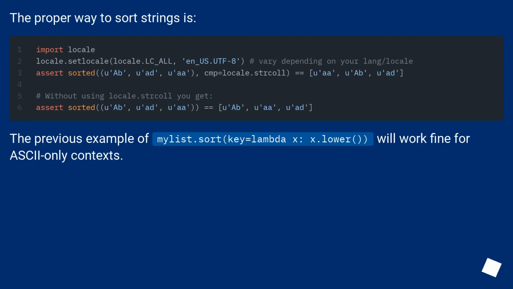The proper way to sort strings is... the previous example of mylist.sort(key=lambda x: x.lower()) will work fine for ASCII-only contexts.